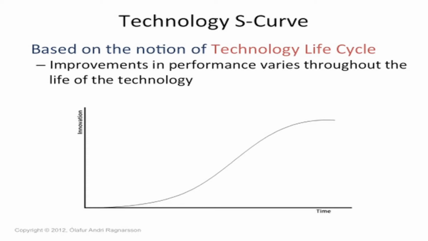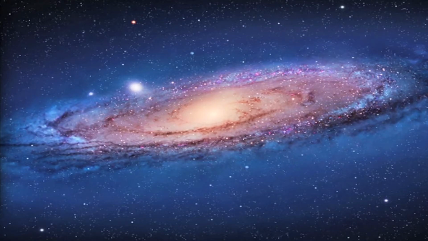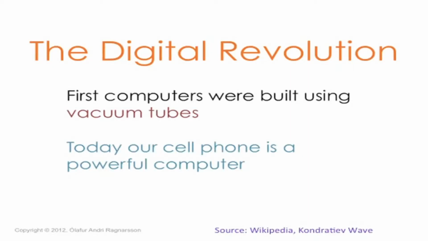The product is very new, but then the improvements, they come along, rapid improvements, and then you can't squeeze more out of this. And we have several examples, and I want to take one example. Sorry about this. The digital revolution. The first computers were actually built using vacuum tubes. You've probably seen this in old radios. I remember this from old radios when I was growing up. This was in the TVs a long time ago.